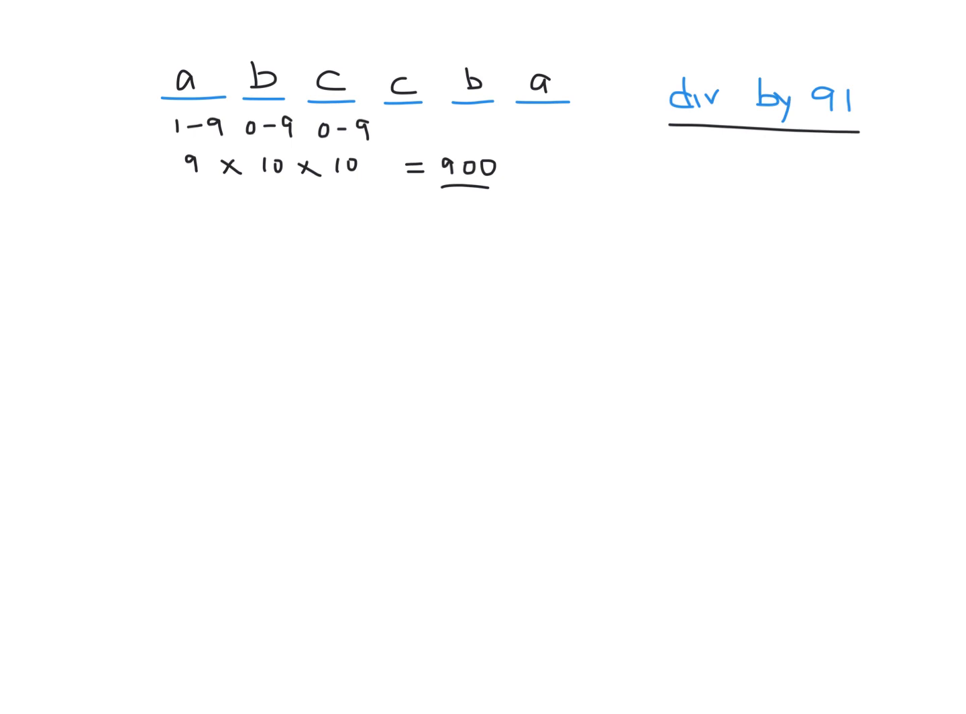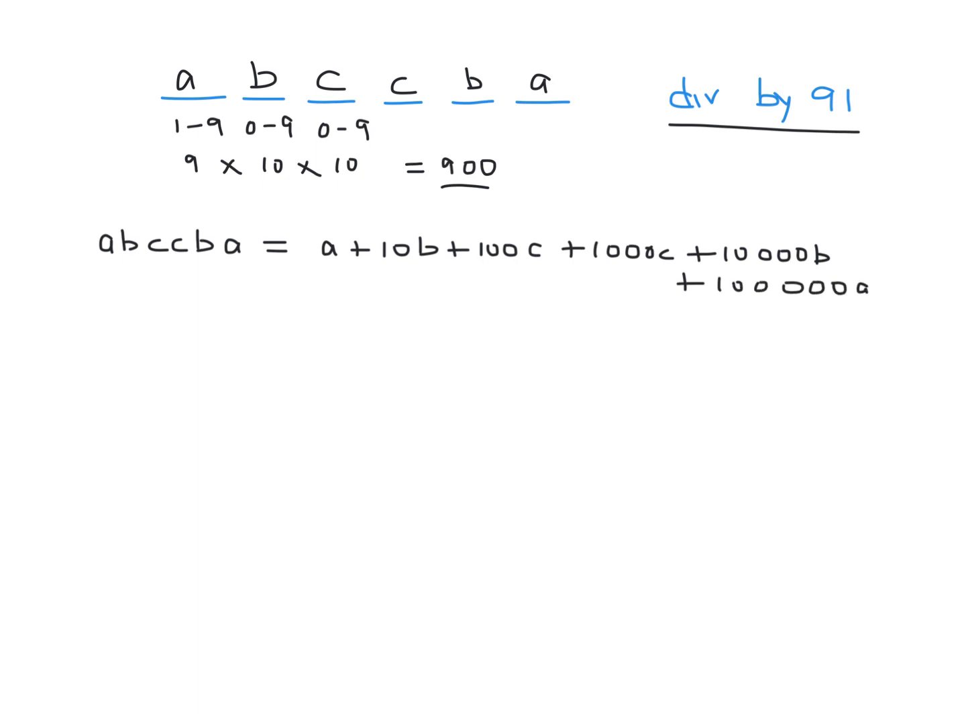Okay, so I think what I'm going to do is first write these out, meaning write it out as a number. So this is A plus 10B plus 100C plus 1000C plus 10,000B plus 100,000A. And when you add those up, you get 100,001A plus 10010B plus 1100C, I believe.